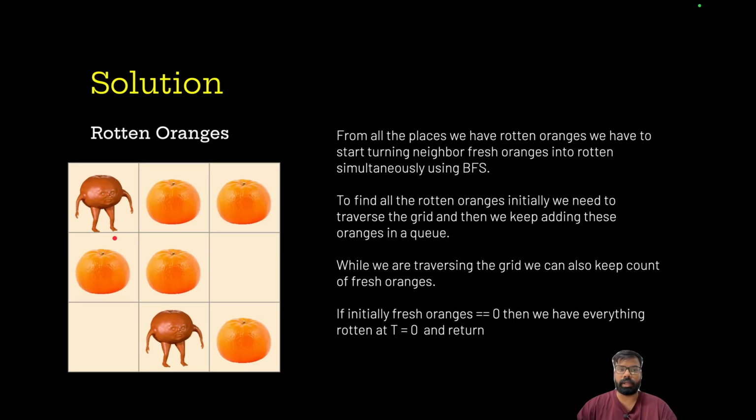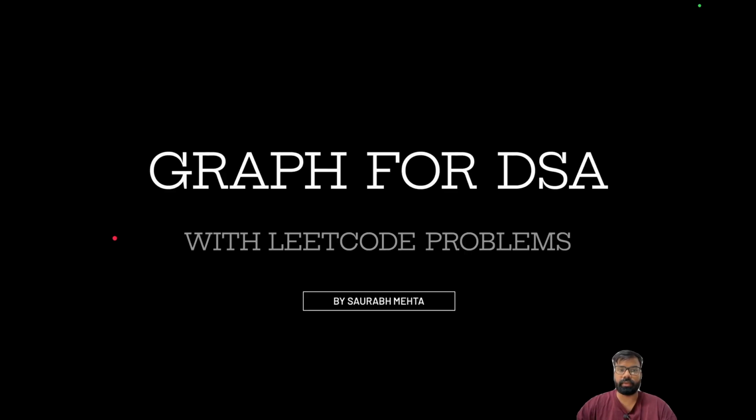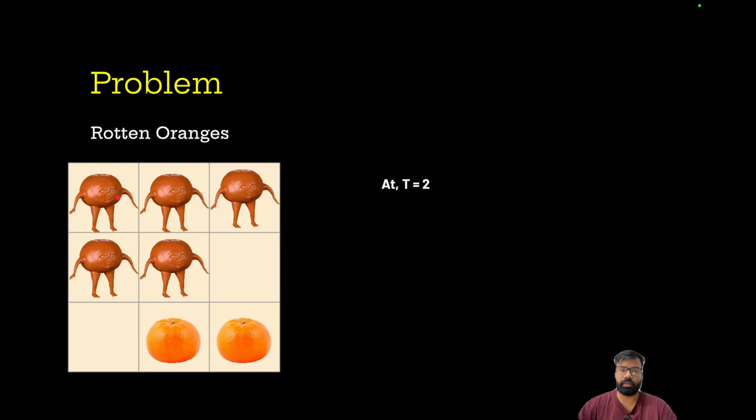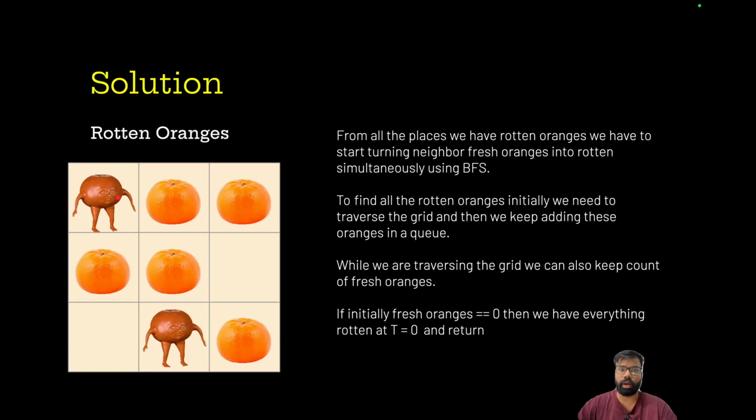In our previous example, we had a single rotten orange, but there can be more than one rotten orange in the beginning, like in this example. So what we have to do now is turn the fresh oranges which are next to these rotten oranges into rotten oranges simultaneously. We have to keep doing this from both of these oranges at the same time.